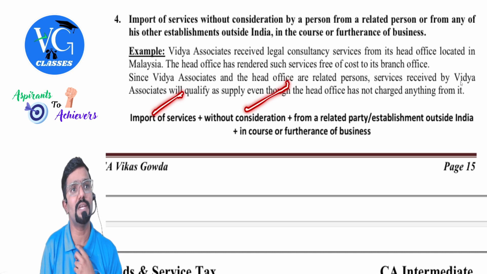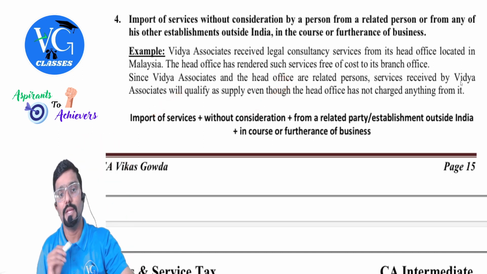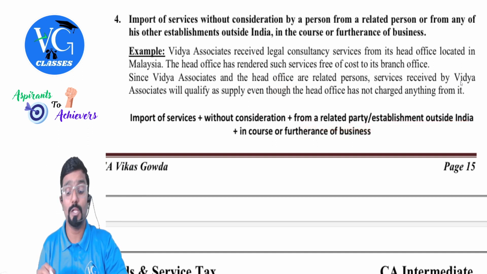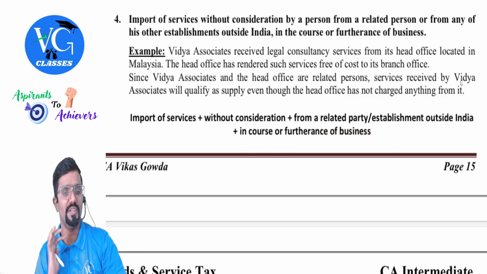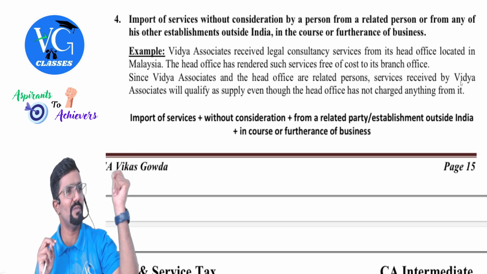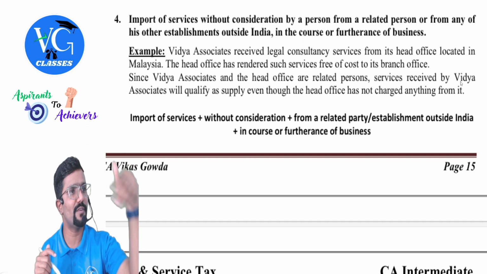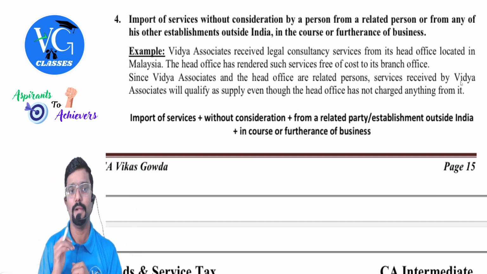Sir, what if it is with consideration? Then 7(1)(b). Okay. Then from a related party or establishment outside India. They also told from whom you are importing. Then it should be in the course or furtherance of business. Here there are a lot of conditions, whereas under 7(1)(b) only two: import of service for consideration. That's all. From whom you imported, for what you imported, doesn't matter.